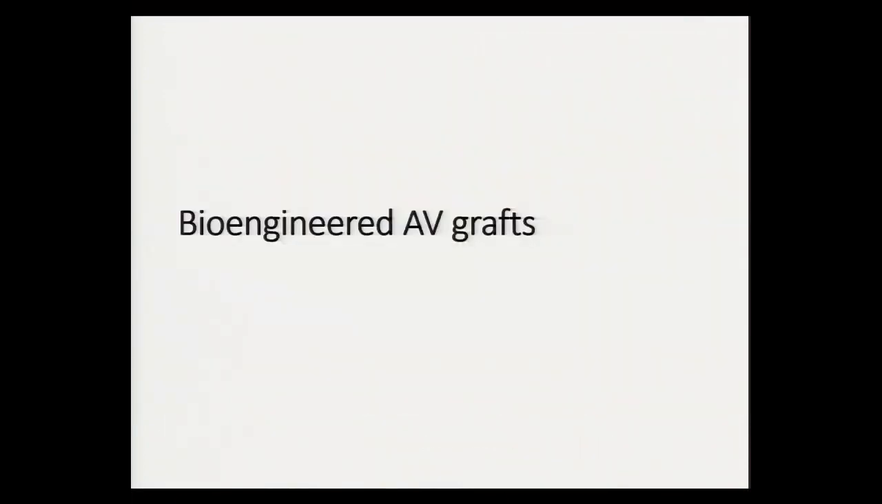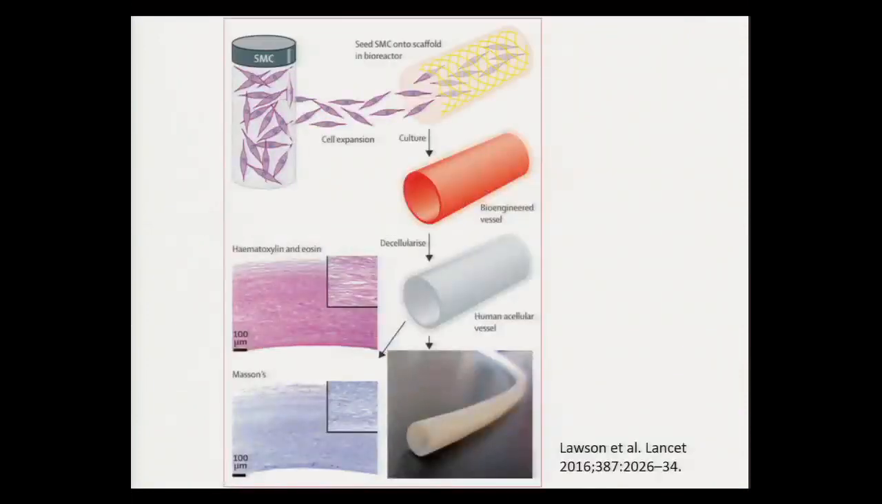So to end the talk on a positive note, a few recent developments. There are bioengineered AV grafts. There are different types. I will show one of them where there's a scaffold that's seeded with a tissue culture of smooth muscle cells, and it's grown in a bioreactor in a tissue culture medium under pulsatile conditions. So these cells create connective tissue matrix, and then the graft is decellularized chemically.